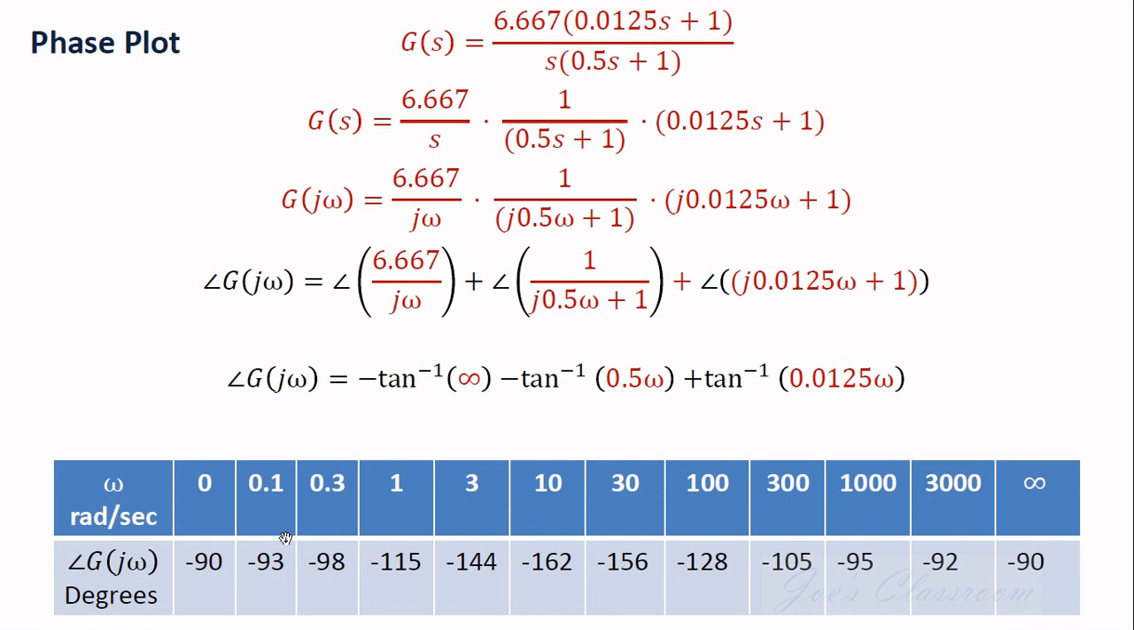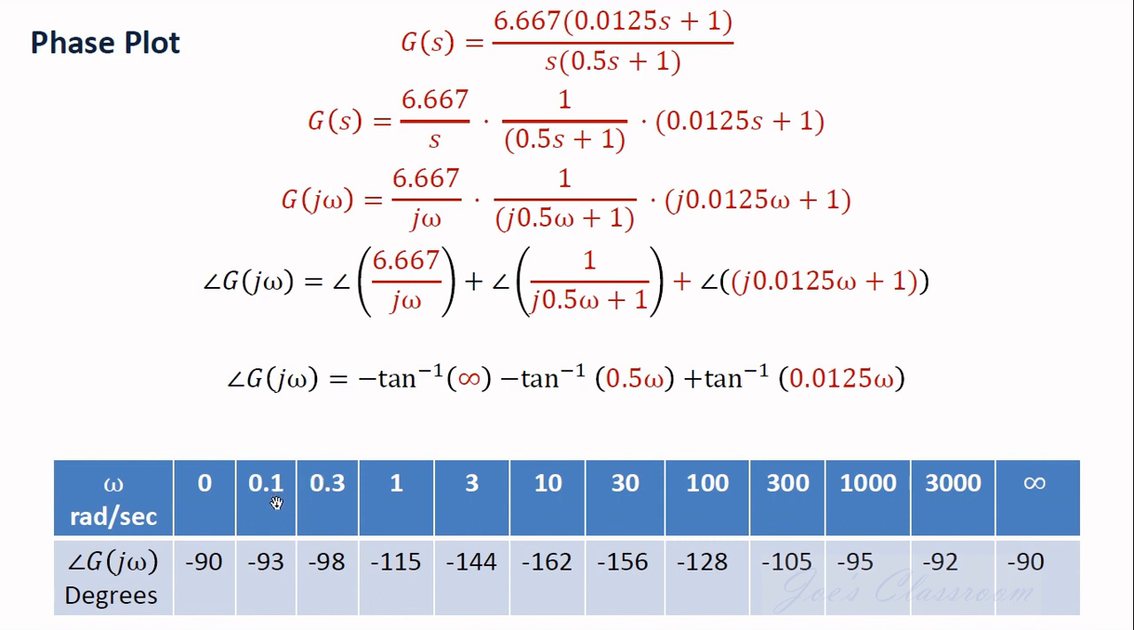For all the intermediate frequencies, you can substitute the value of omega here in this expression. You can use your calculator to get these angles. Please note your calculator should be in degree mode. Otherwise, you will get all the angles in radians, which you may have to convert to degrees later. Also, please note that at least two values in a decade are taken so that you get a better graph.